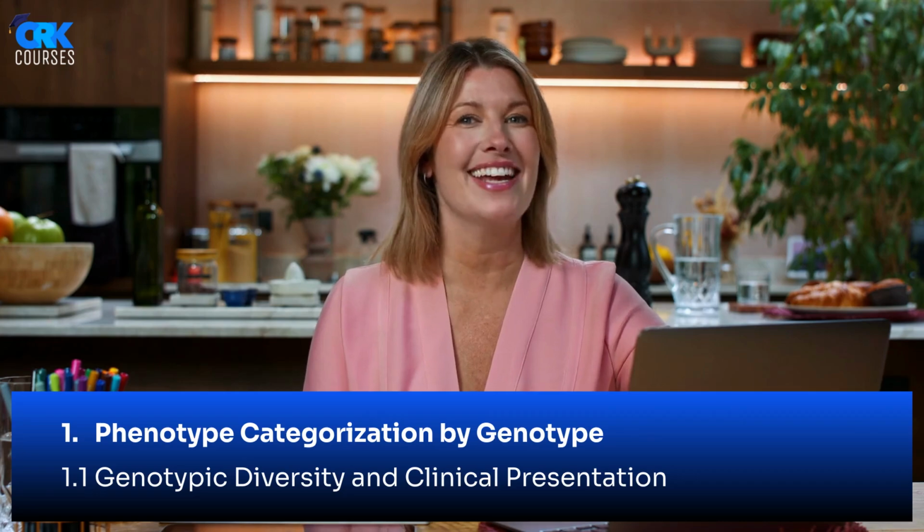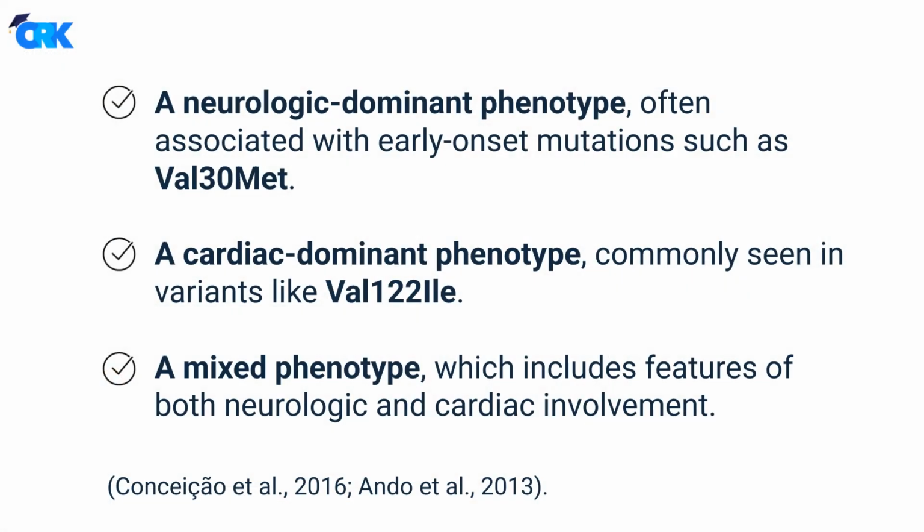To facilitate clinical decision-making, ATTRv is typically grouped into three major phenotype categories. A neurologic dominant phenotype, often associated with early onset mutations such as valine 30-methionine, Val30Met. A cardiac dominant phenotype, commonly seen in variants like valine 122-isoleucine, Val122Ile, and a mixed phenotype which includes features of both neurologic and cardiac involvement.